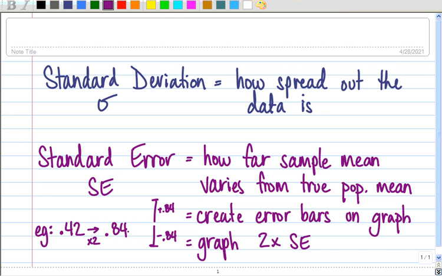But if we double the standard error, remember that gives us 95% confidence, which is way better than 68. And you can go 3 standard deviations or 3 standard errors to get 99.7% confidence. But that, to be honest, is just kind of overkill.